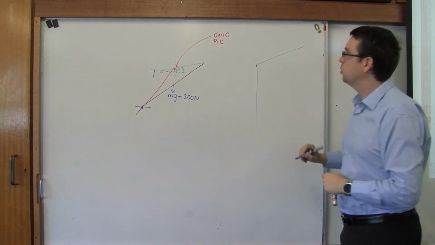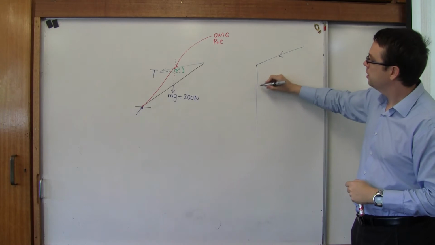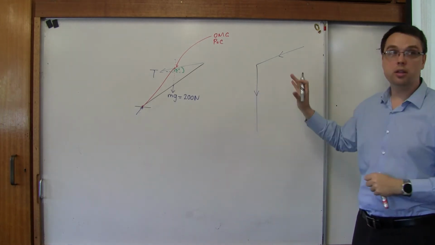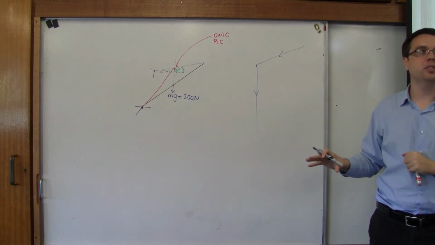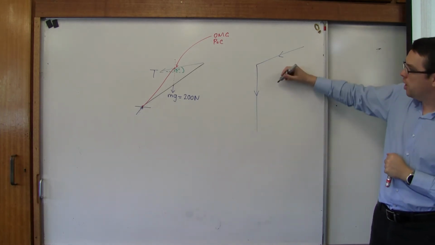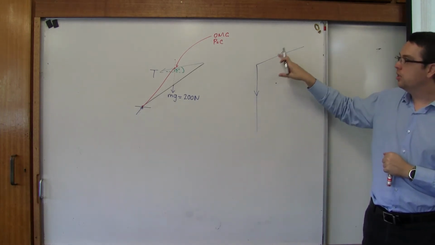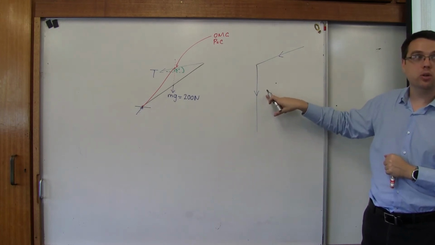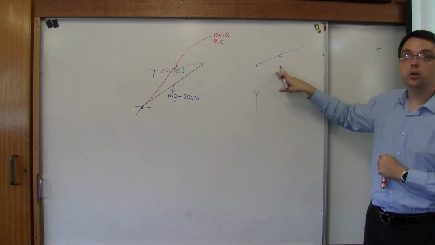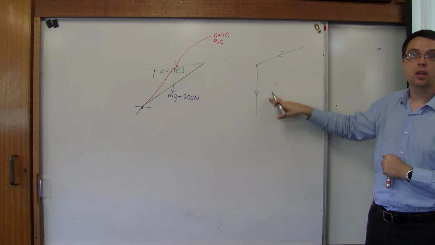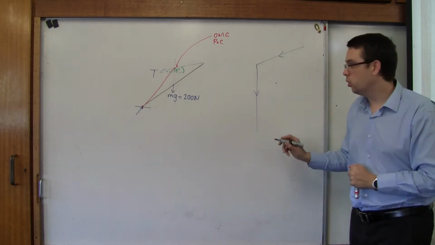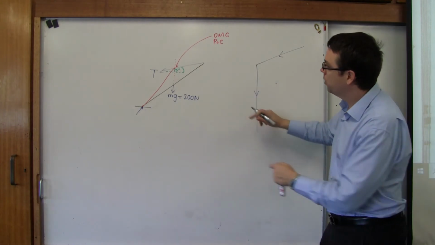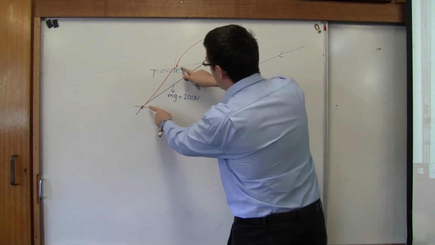Now, it's really important that our vectors need to be tip to tail. What that means is that if I have a dot here, is this one going clockwise or anti-clockwise relative to my dot? Relative to the dot it is going anti-clockwise. That means they all have to be going anti-clockwise relative to the dot. So, I'm going to take this angle.